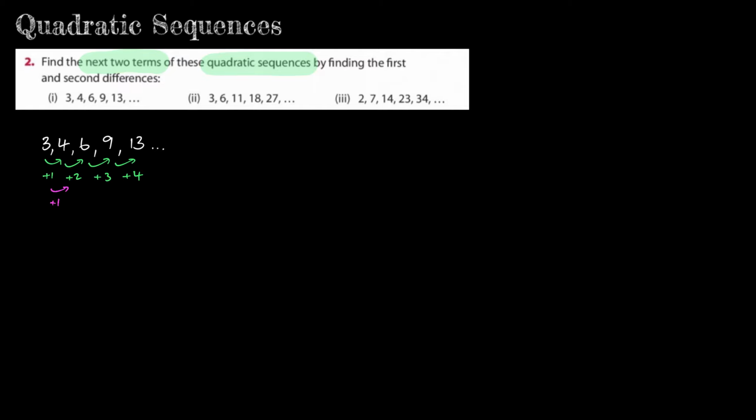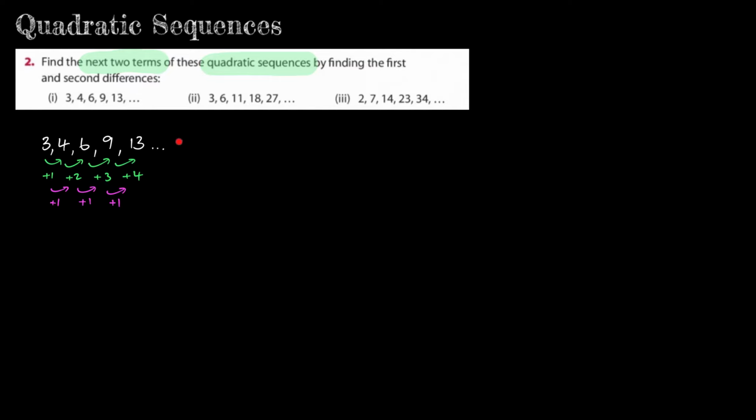So we can see here, to go from 1 to 2, we added 1. To go from 2 to 3, we added 1. To go from 3 to 4, we added 1. So you can see there that the second difference is constant. So the second difference is plus 1. So we can see how that pattern is developing.